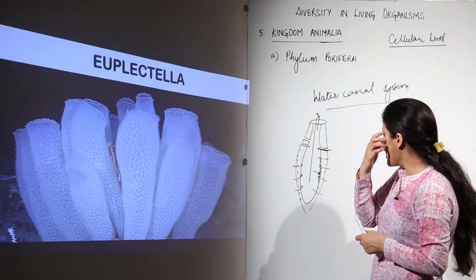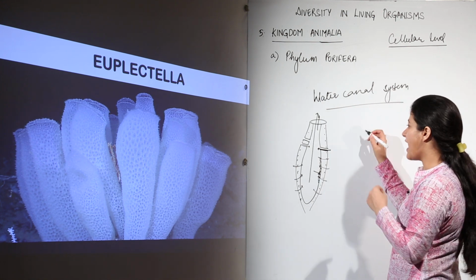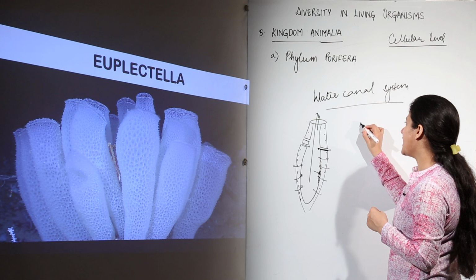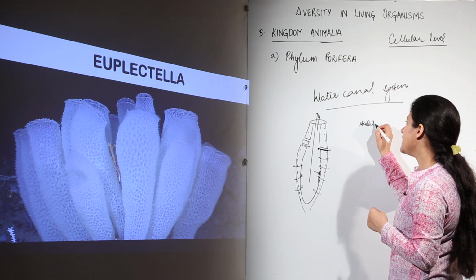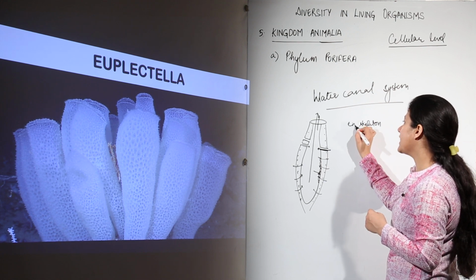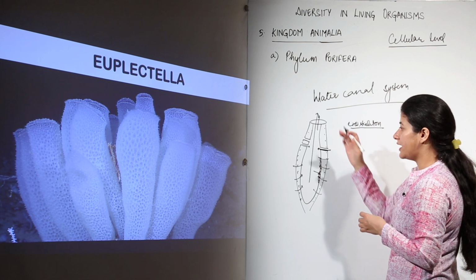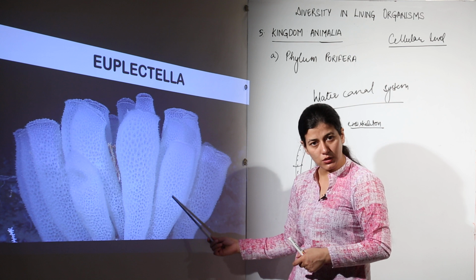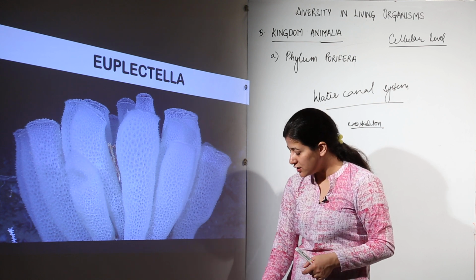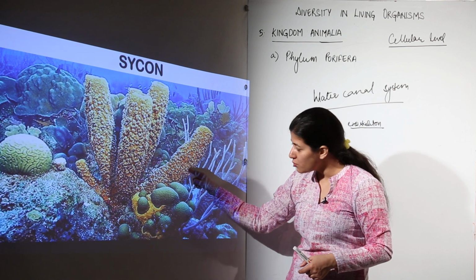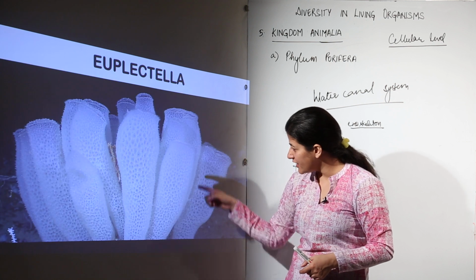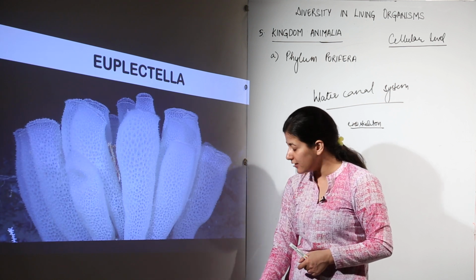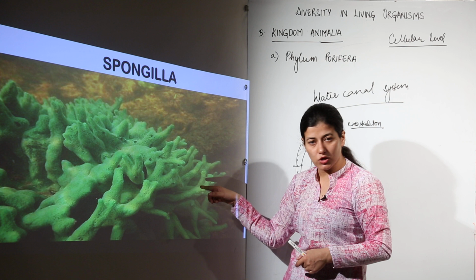The second thing that you have to remember is that they have a hard skeleton, and over here the skeleton is an exoskeleton, the outer skeleton. The body is covered by small spicules, as you can see over here. In this example you can see small spicules, in this example there are small spicules lining the pores, and in this one also you can see the small spicules.